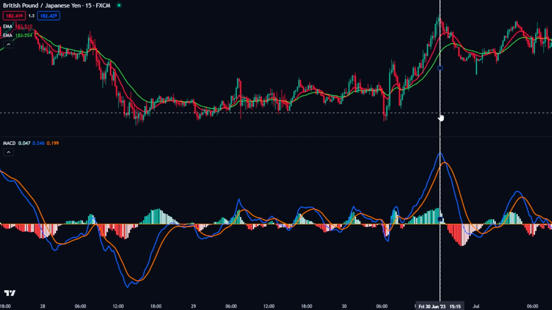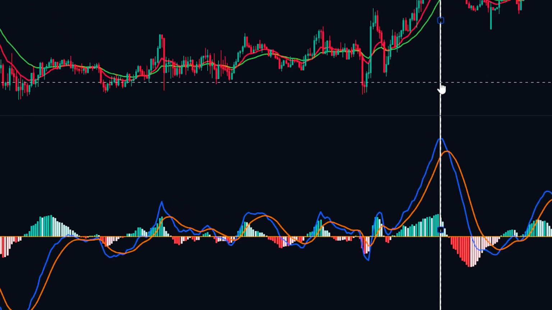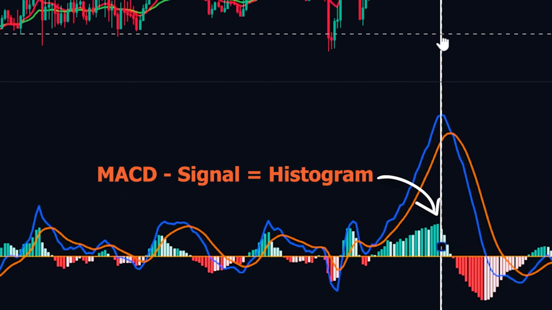And the last plot is the histogram. To calculate the histogram, we subtract the MACD signal line value from the MACD oscillator line value. For example, on this vertical line, the MACD signal line value is 0.199, the MACD oscillator line value is 0.246. Now, if we subtract the signal line value from the oscillator value, we get 0.047, which is the histogram value.